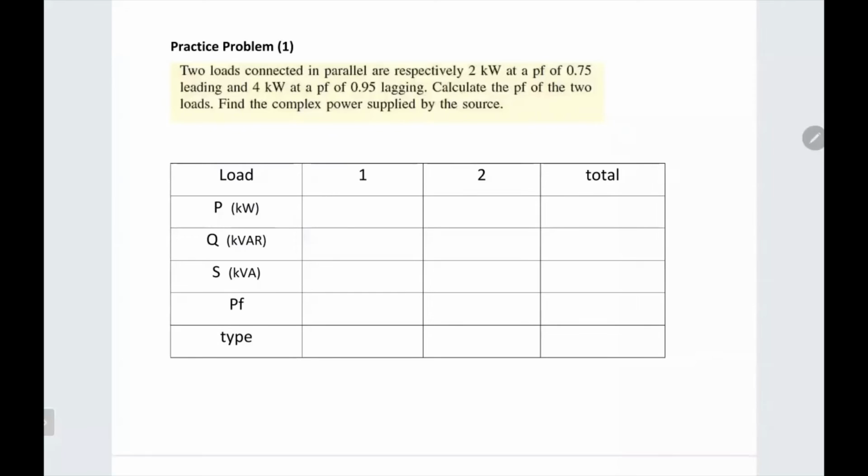This table will help you. The first thing you do, let me help you with the first step. Let's put together the information and then you continue to calculate the rest. Two loads connected in parallel, like we did in the first example, are respectively 2 kilowatts. So that's the first load, 2 kilowatts. You put 2 here, and power factor 0.75. You put 0.75, and the type leading, sorry. The second load is 4 kilowatts, the power factor is 0.95, and it's lagging. The question: calculate the power factor of the two loads.